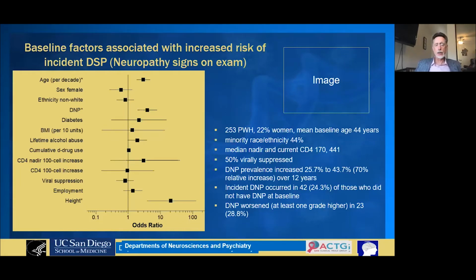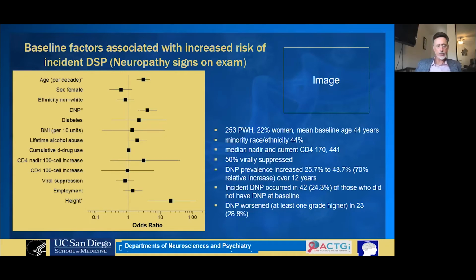Cutting to the bottom line, over 250 individuals followed for 12 years, 50% of them virally suppressed. We saw neuropathy prevalence increase from 26% to 44%. Incident, so new onset DNP, neuropathic pain occurred in 42 of those who didn't have it at baseline, and of those who did have it at baseline, 29% worsened.